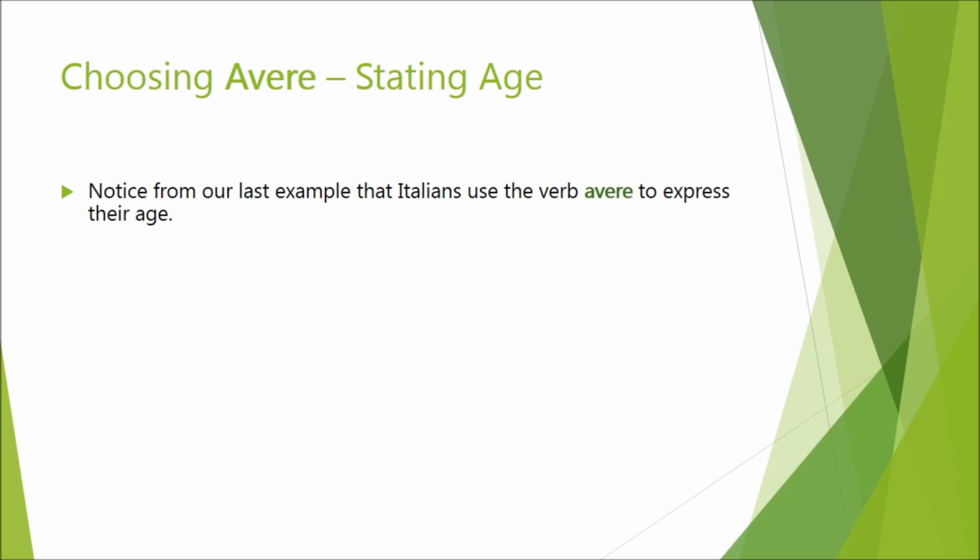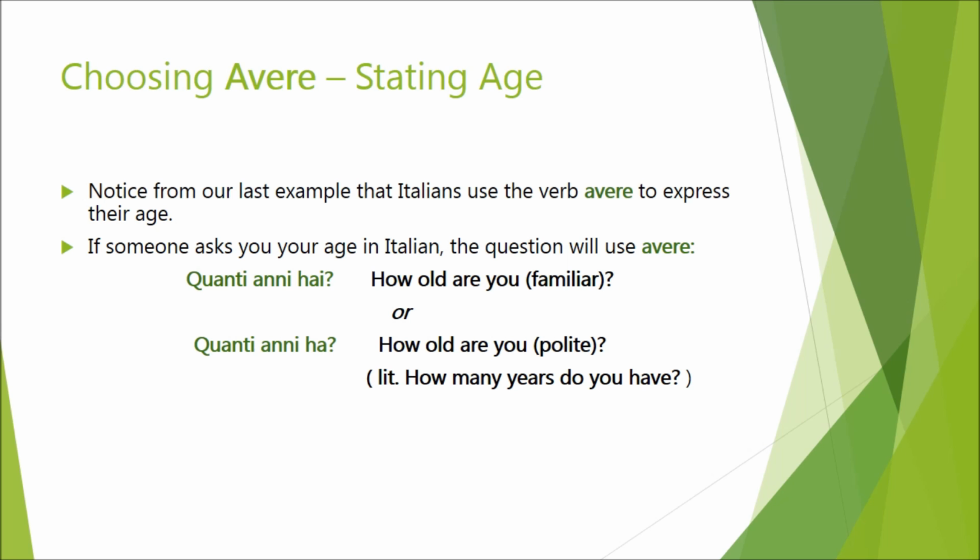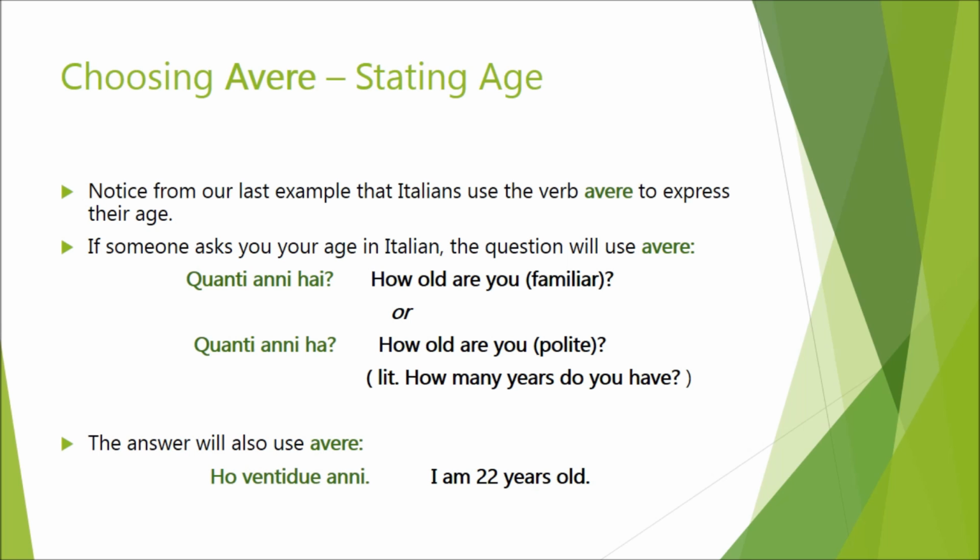Notice from our last example that Italians use the verb avere to express their age. If someone asks you your age in Italian, the question will use avere. Quanti anni hai? How old are you? Familiar. Quanti anni ha? How old are you? Polite. The answer will also use avere. Ho 22 anni. I am 22 years old.